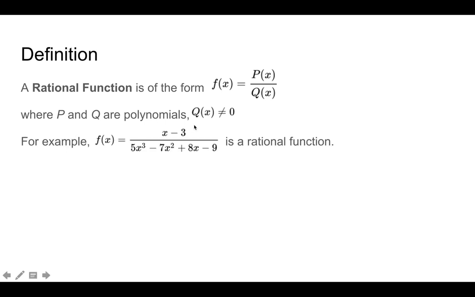Okay, so for example, this is a perfectly good rational function. The top, y equals x minus 3, just a line, which is a polynomial. The bottom, also a polynomial of degree 3.